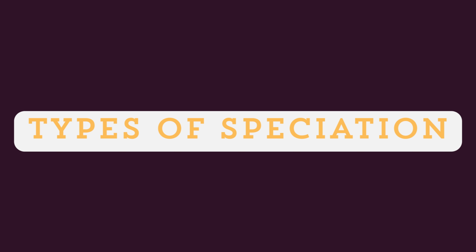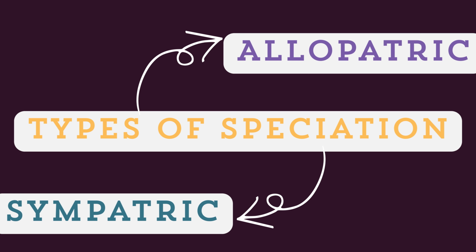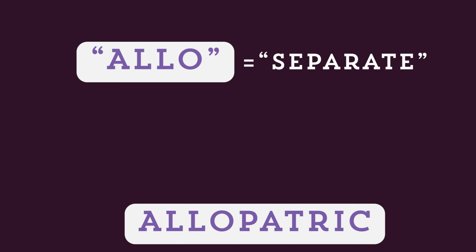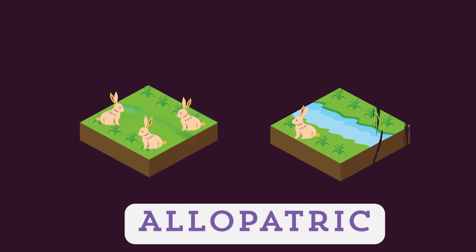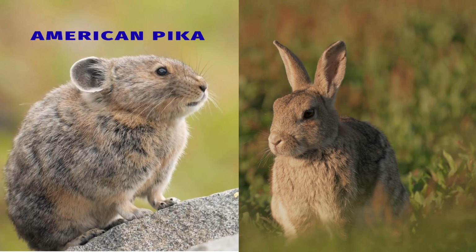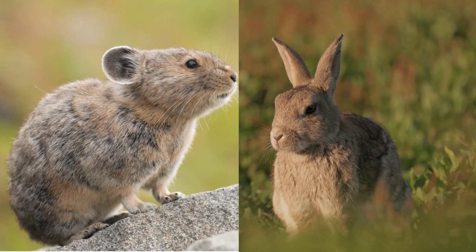There are two main ways that this can happen: allopatric speciation and sympatric speciation. Let's start with allopatric speciation. The prefix allo means separate. This happens when a population gets physically divided. Imagine a river changing course and splitting a group into two. Now the two sides can't mate with each other. Over many generations, mutations happen. Natural selection pushes each group to adapt to their slightly different environments. Eventually, they become so different that even if the river disappears, they can't successfully reproduce anymore. That is allopatric speciation.